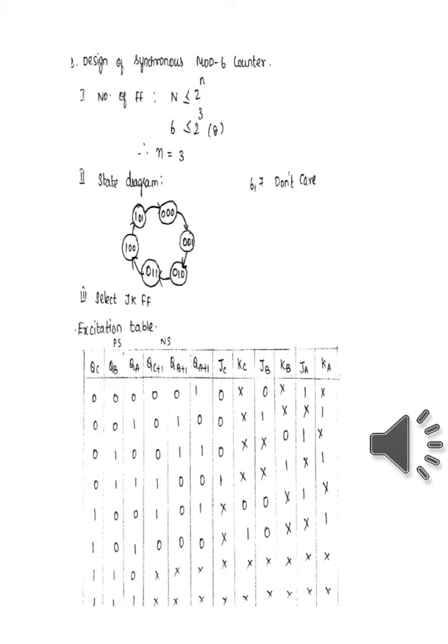So now you draw the state diagram, then draw the excitation table. In the excitation table, QC, QB, QA are written, and QC plus 1, QB plus 1, QA plus 1 are written. From that we have to write JC, KC, JB, KB, JA, KA. I already told you, don't get confused about the JK flip-flop or T flip-flop. JK has 2 inputs, T has a single input. If J and K are connected together, we can say it is a T flip-flop. So both are the same. We have written the excitation table.